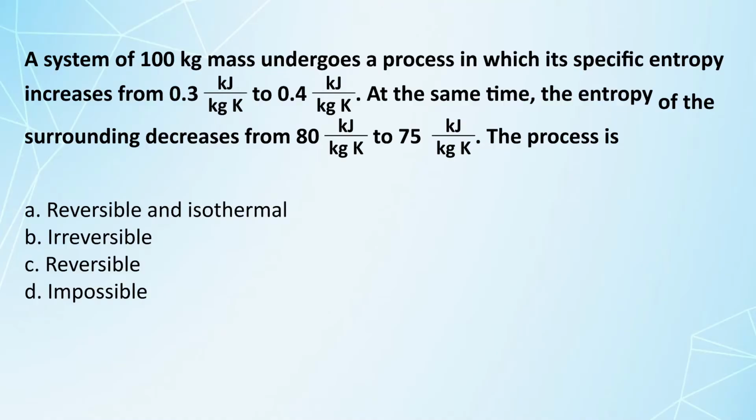A system of 100 kg mass undergoes a process in which its specific entropy increases from 0.3 kJ per kilogram Kelvin to 0.4 kJ per kilogram Kelvin. At the same time, the entropy of the surrounding decreases from 80 kJ per Kelvin to 75 kJ per Kelvin. The process is... So they have given the change in entropy for the system as well as for the surrounding. Then they are asking us to find the nature of the process. That means whether the process is possible or not, whether it's reversible or irreversible.